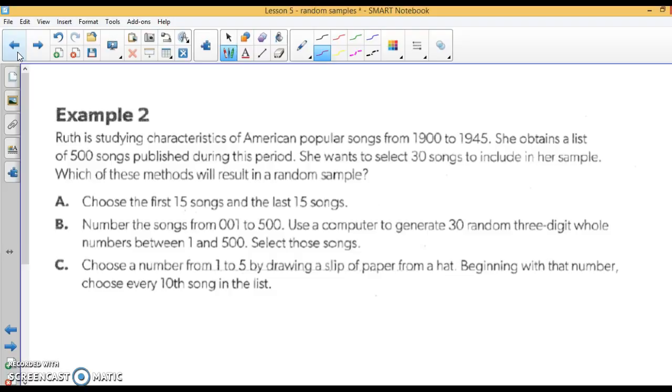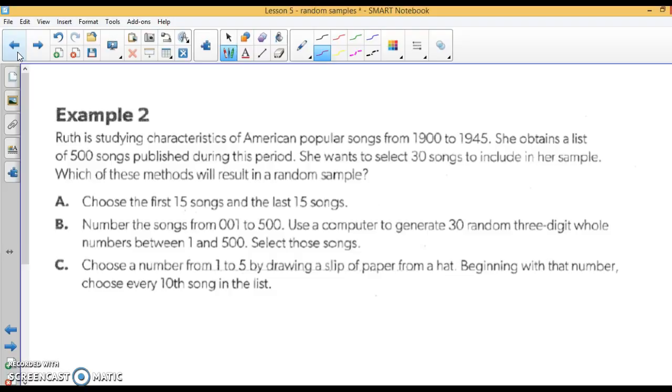Method B. Number the songs from 1 to 500. Use a computer to generate 30 random 3-digit whole numbers between 1 and 500. Select those songs. Does everybody have an equal chance of being picked if you use that method? Yeah. And then let's look at C. Choose a number from 1 to 5 by drawing a slip of paper from the hat. Beginning with that number, choose every 10 songs on the list.